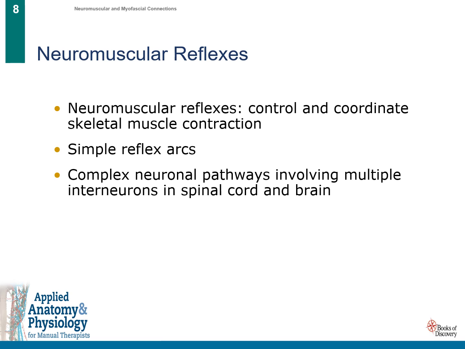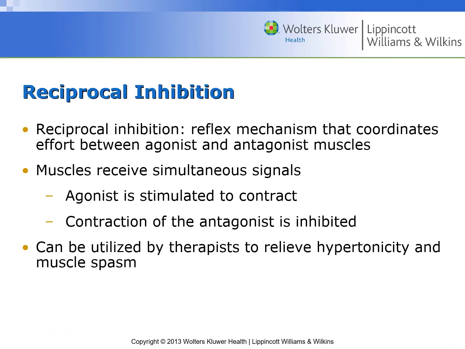So in terms of the neuromuscular reflexes, they control and coordinate skeletal muscle contractions. There is what is referred to as a simple reflex arc, and there are also complex neuronal pathways which involve multiple interneurons in the spinal cord and the brain. This leads us to our discussion of reciprocal inhibition.